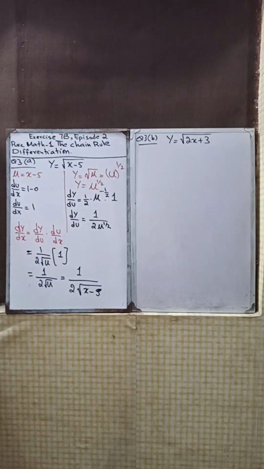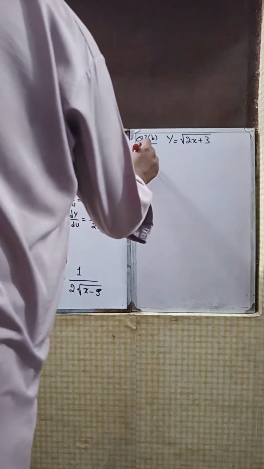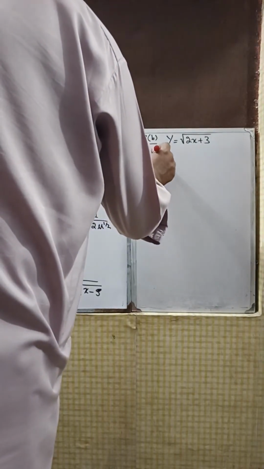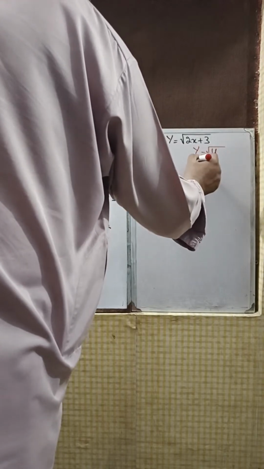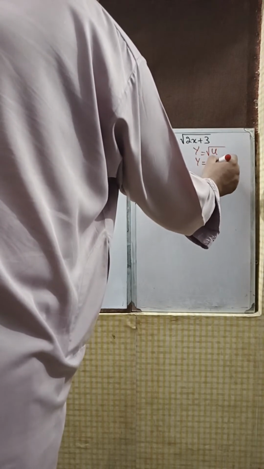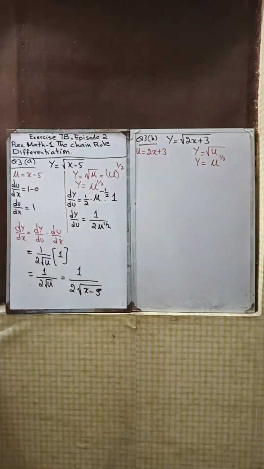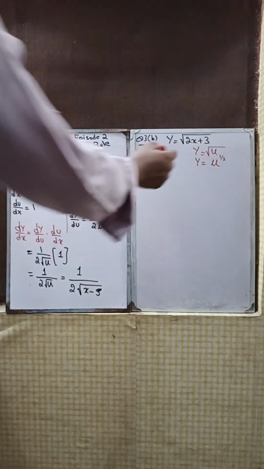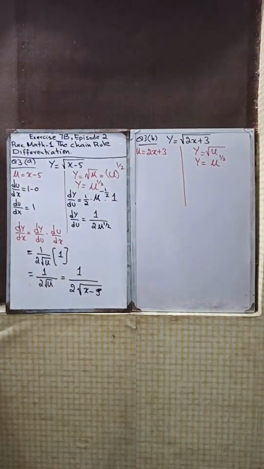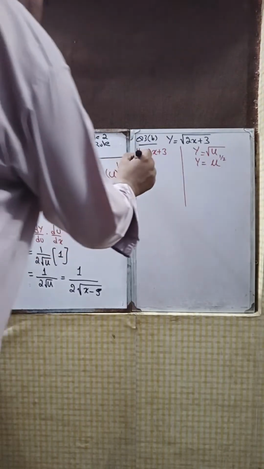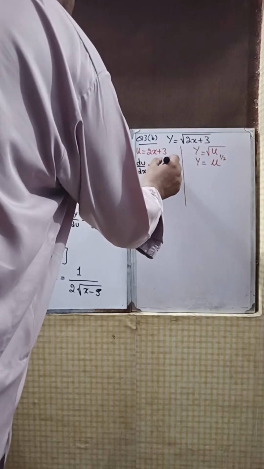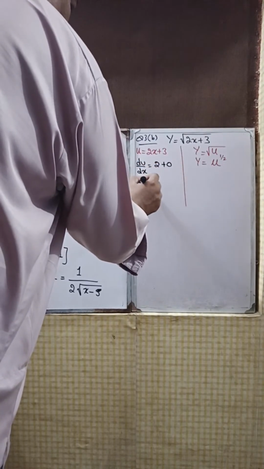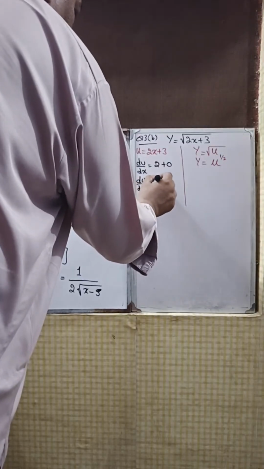So we will suppose that u is equal to 2x plus 3. So y will become the square root of u, so y is equal to u raised to power 1 by 2. Under root means raised to power 1 by 2. Okay, so we will differentiate them. So u will be differentiated with respect to x. So you will have du divided by dx equals to 2, and the derivative of 3 is 0. So du by dx will be equal to 2.